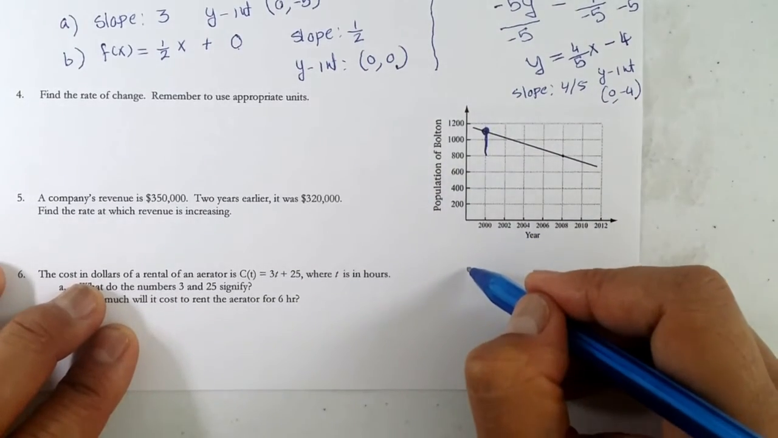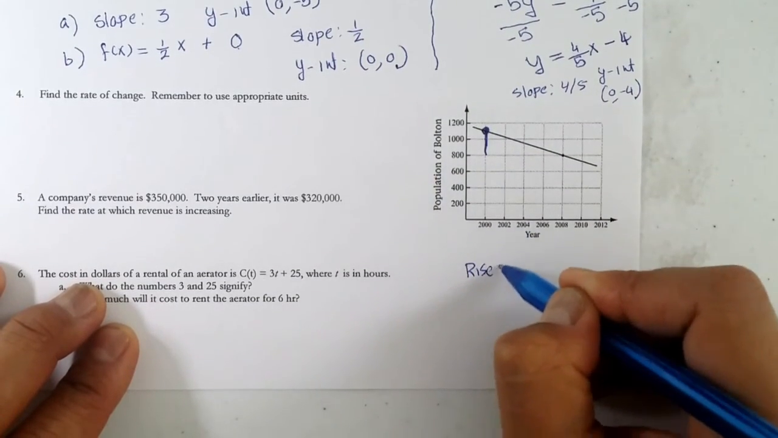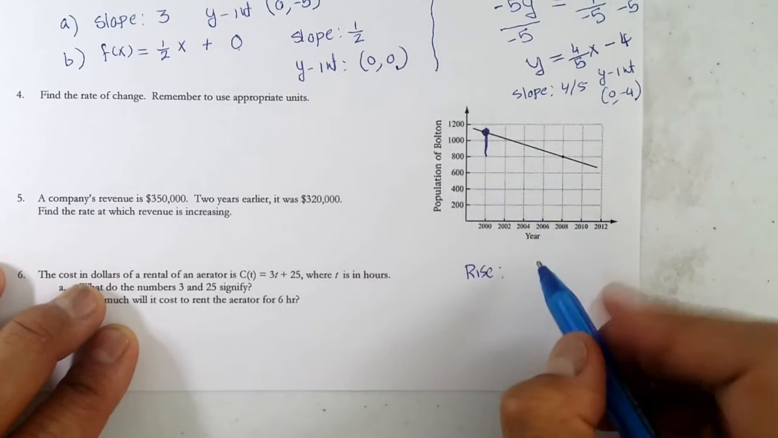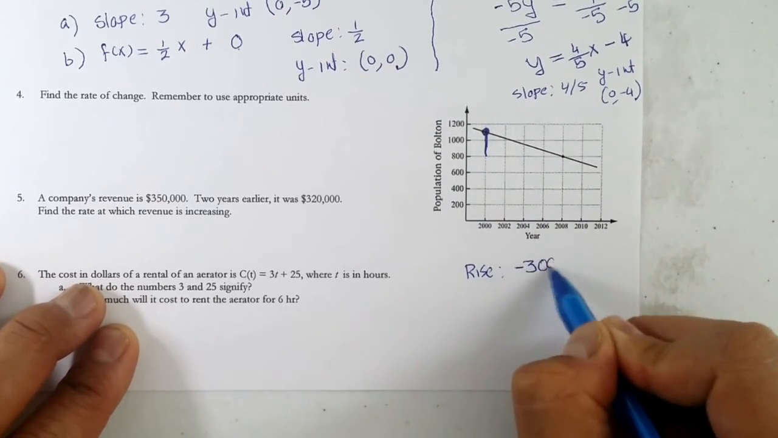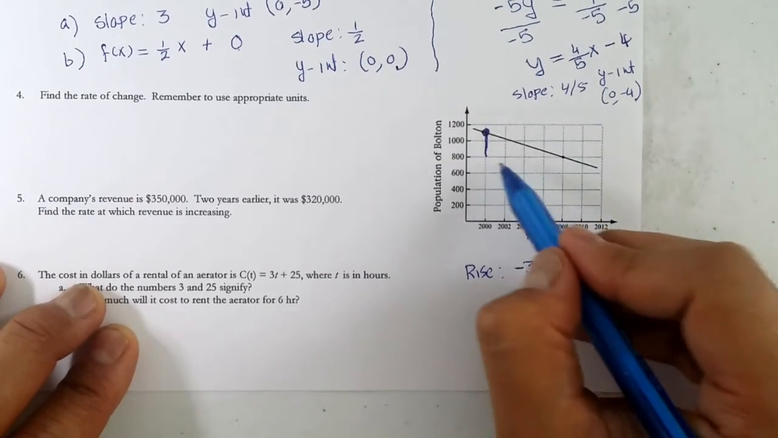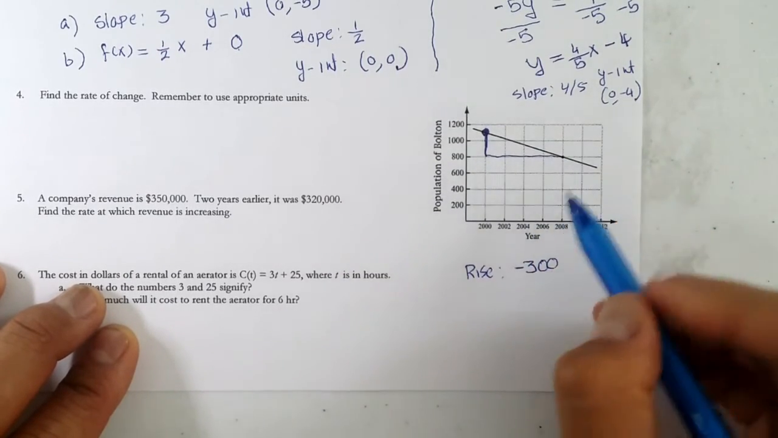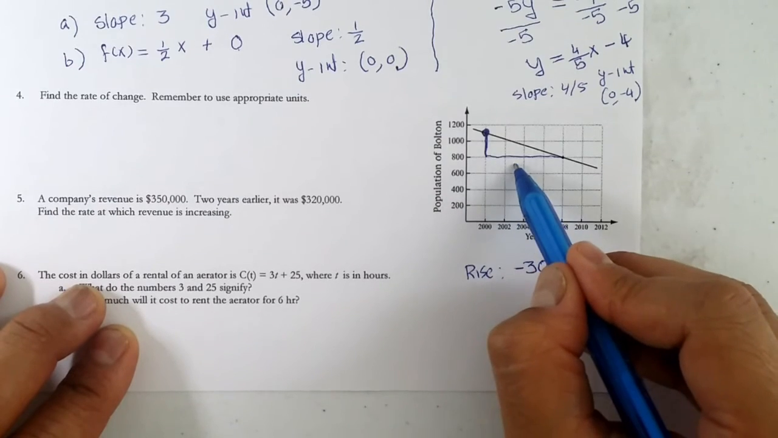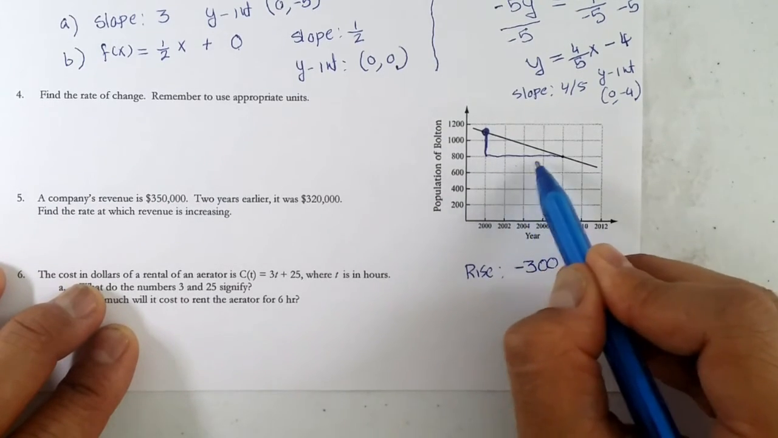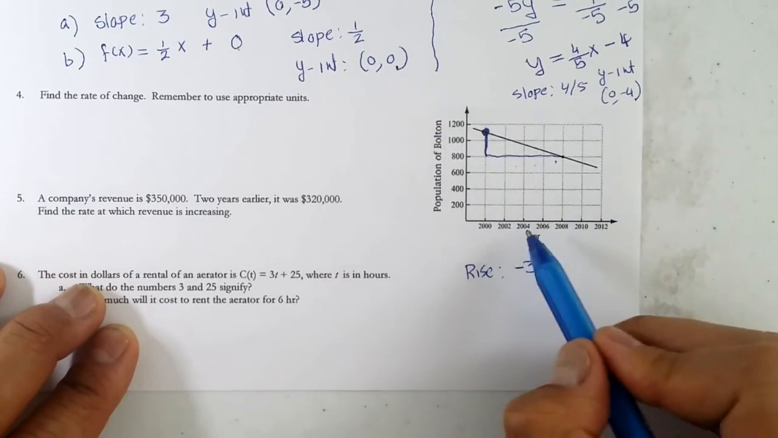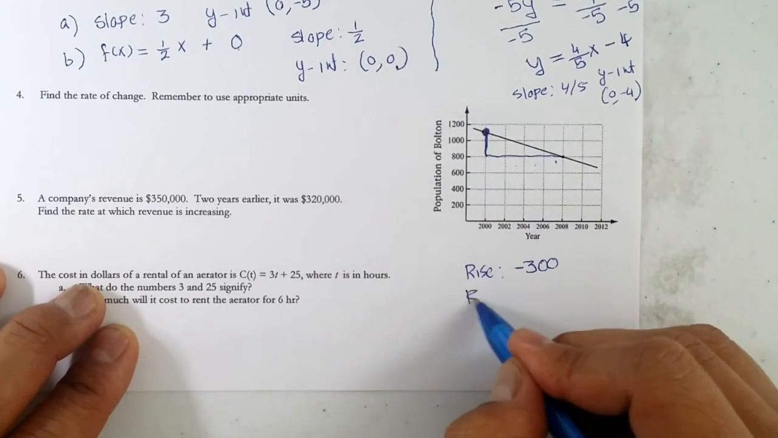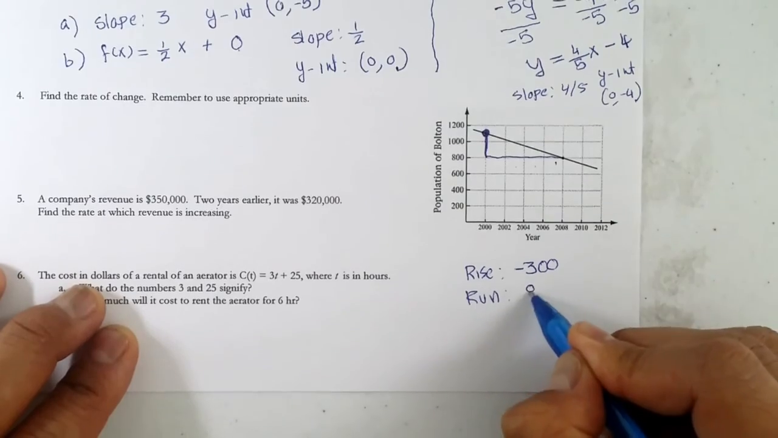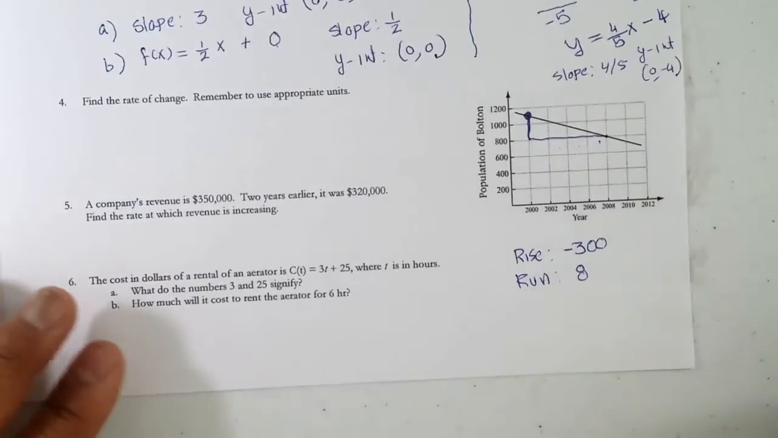So I'm going to make a note here. Because I rise down, it seems like I rise down -300. And I'm going to run. So I'm going to run from here to here, which is 1 block, 2 blocks, 3 blocks, 4 blocks, and every block is 2 years, so therefore we run a total of 8 years. So what's the rise?